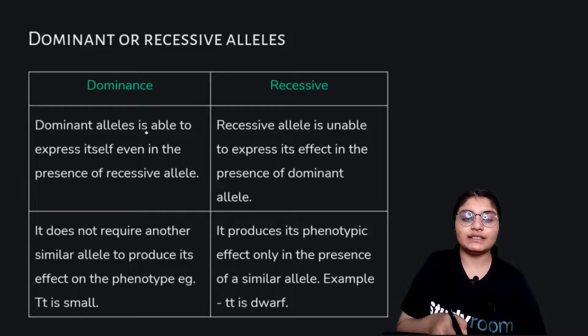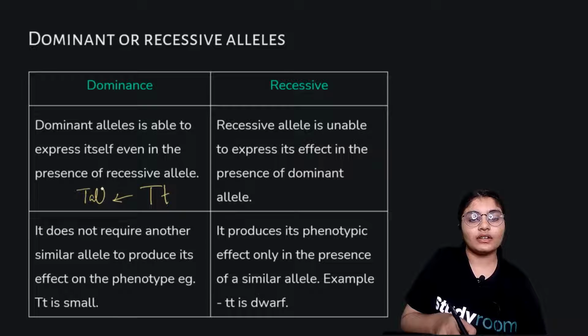So a dominant allele is able to express itself even in the presence of the recessive allele. I had already discussed this allele thing in the dominant and recessive traits, but here again I'll say that the first generation progeny of the monohybrid cross had capital T and small t, right? So the small t was the recessive allele and the capital T was the dominant allele. Why? Because this capital T is getting expressed, okay?